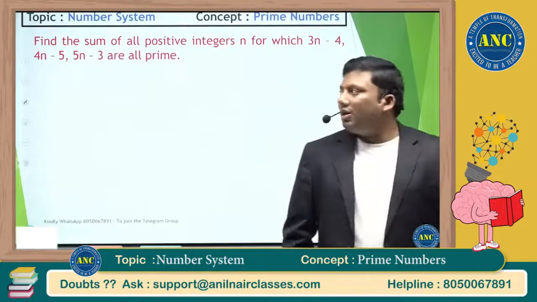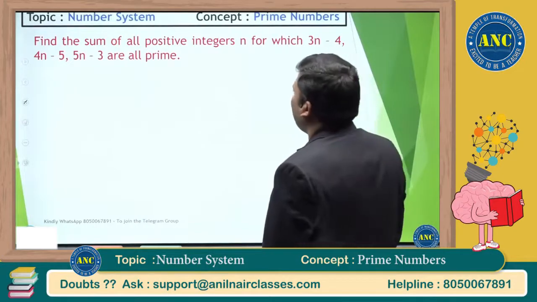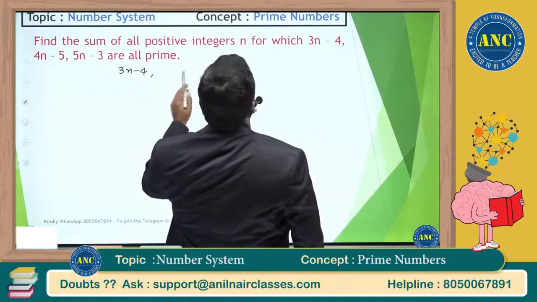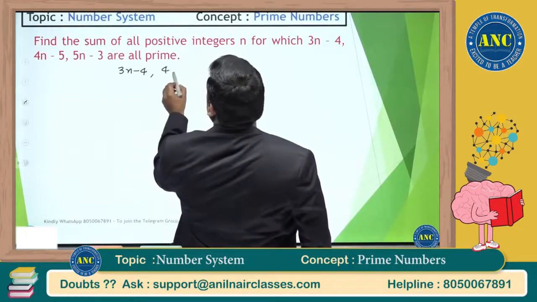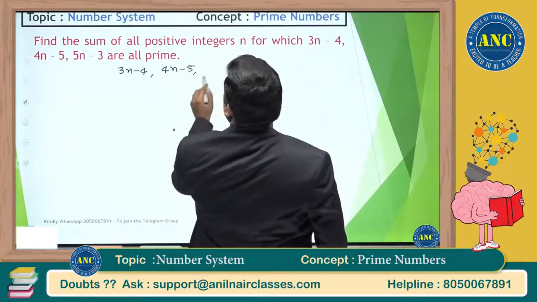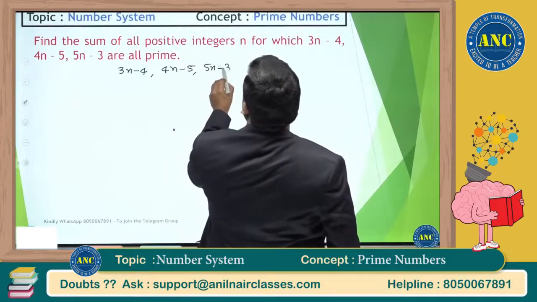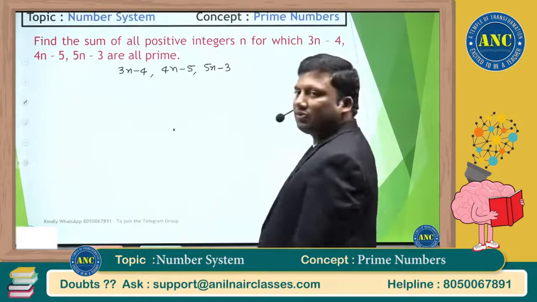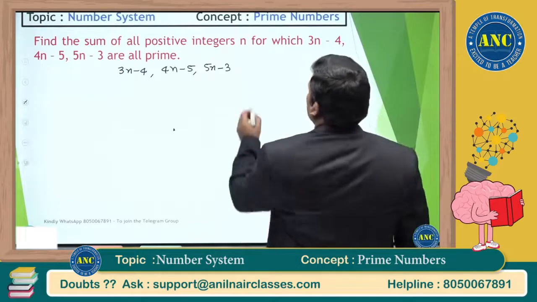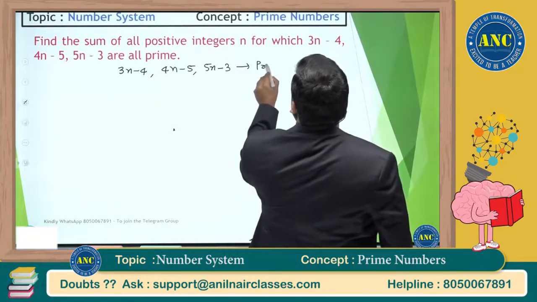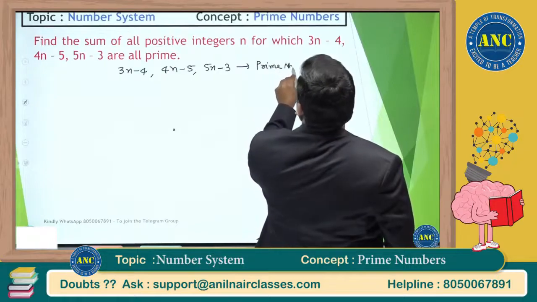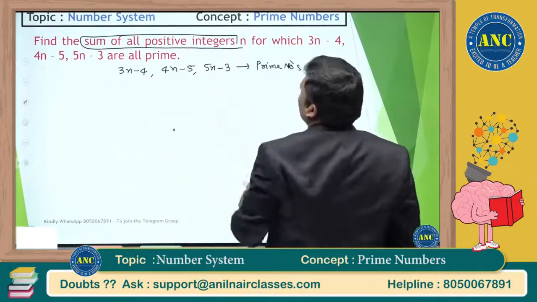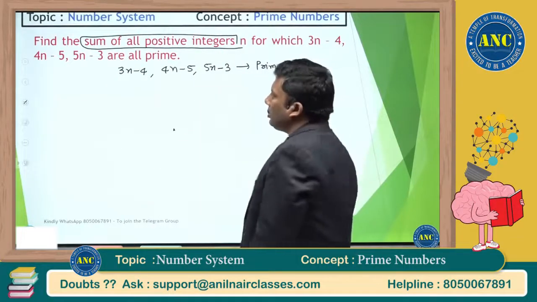Find the sum of all the positive integers such that 3n minus 4, 4n minus 5, and 5n minus 3 are all prime numbers. Find the sum of all the positive integers such that all these are prime numbers.